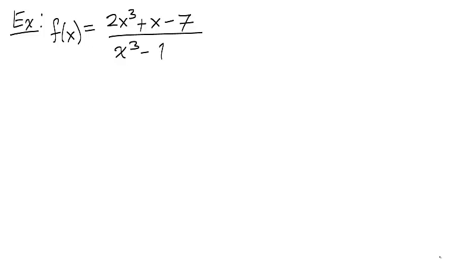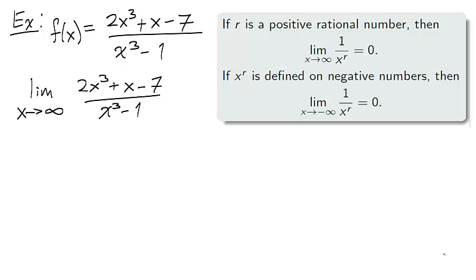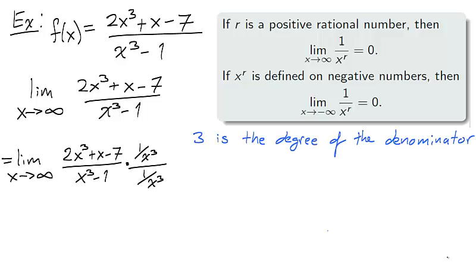Take for example the rational function 2x cubed plus x minus 7 divided by x cubed minus 1. The limit as x approaches infinity for f of x can be calculated by multiplying 1 over x to the r throughout the top and bottom of the expression. Note that 3 is the degree of the denominator, so we'll multiply the top and the bottom by 1 over x cubed.